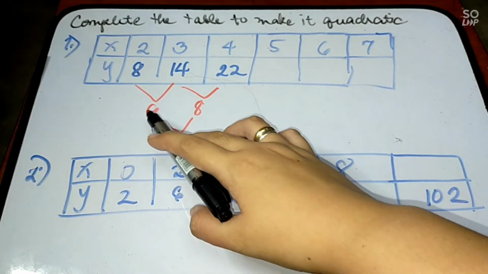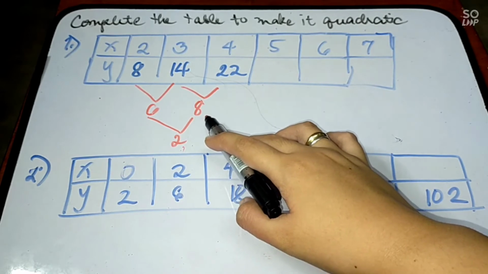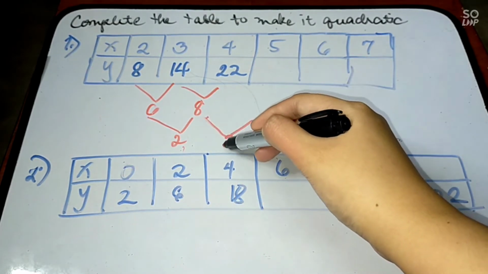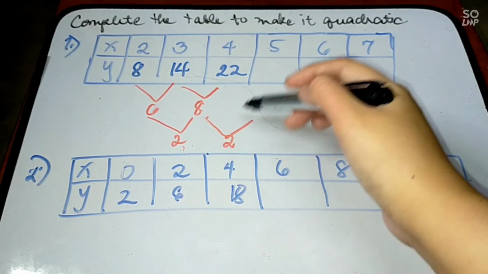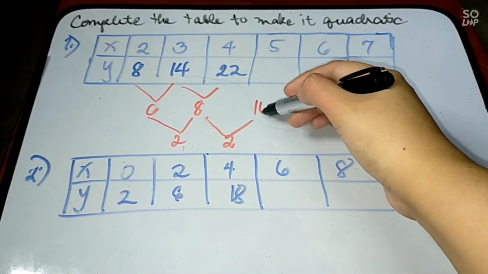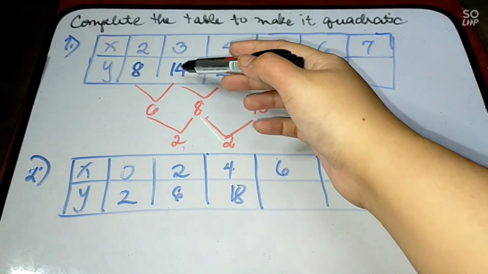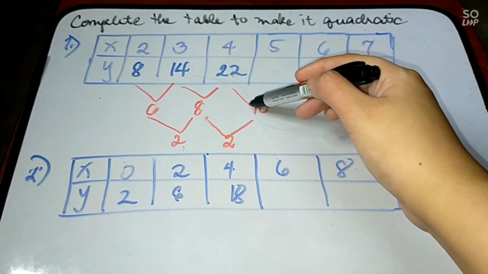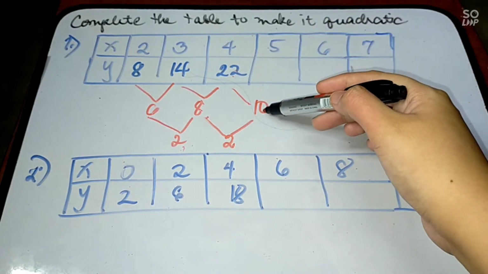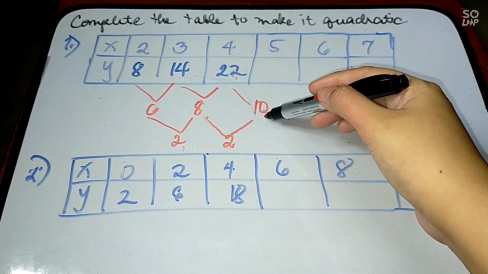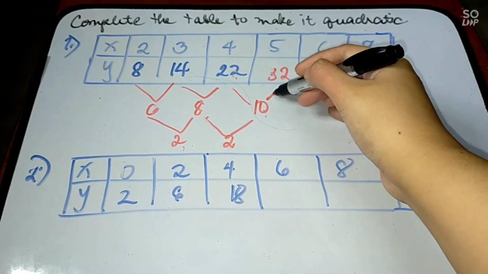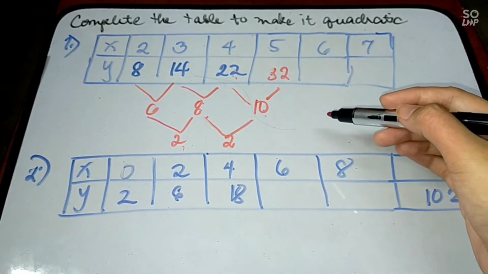Since 2 to, 6 plus 2, the answer is 8. Tama? Next tayo, dito. So 2 to. 8 plus 2, the answer here is 10. Tignan nyo. 14 plus 8, the answer is 22. Then, dito ka na magsusunod. Kay 22 plus 10, the answer is 32. So, 32 lalagay mo dyan. That is it.